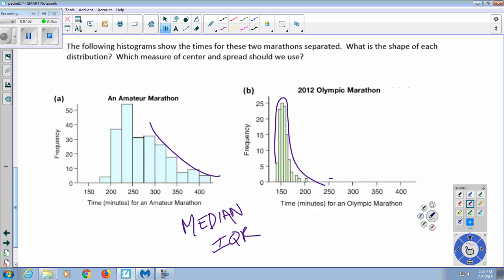So that summarizes comparing measures of center and spread, really, for different types of distributions. We have one more section, 3.5, which we will get to next.